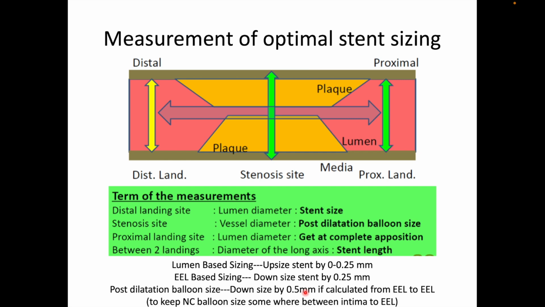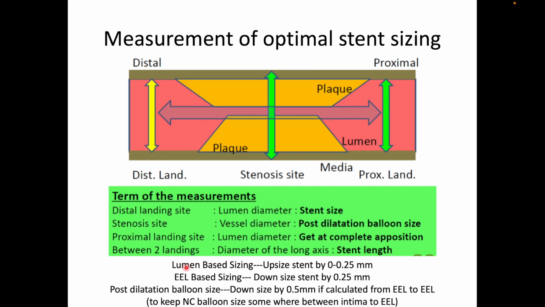So the size would be somewhere between the lumen and the external elastic lamina. So intima and external elastic lamina, in between there, that's the size of the non-compliant balloon that you want to use. And then of course you can calculate the distance of the lesion, that's the landing zone or the length of the stent, but that is provided you use an automated pullback system, because that's the only way to find the exact length of the lesion.